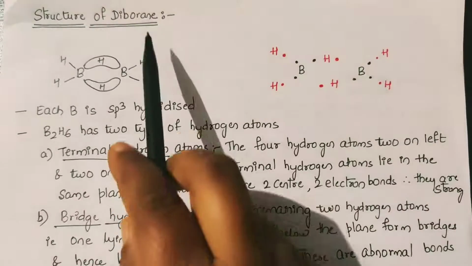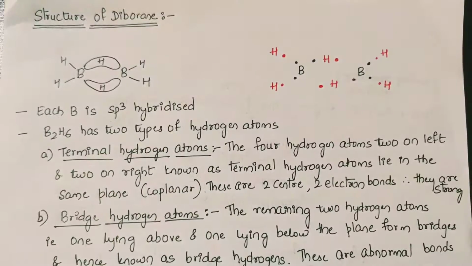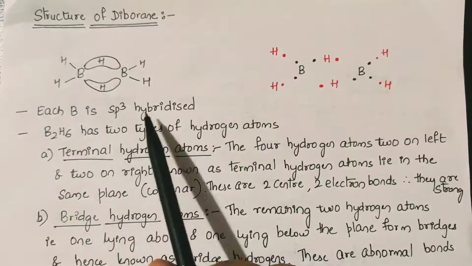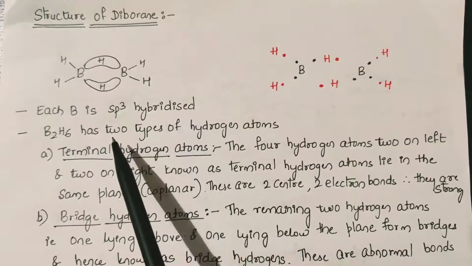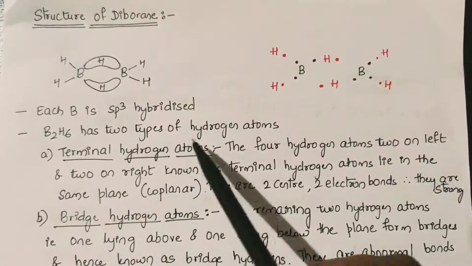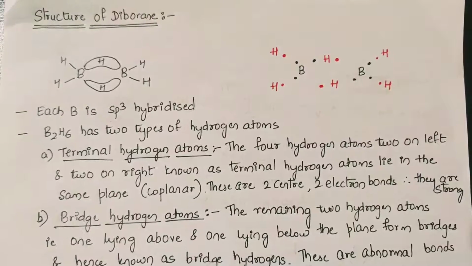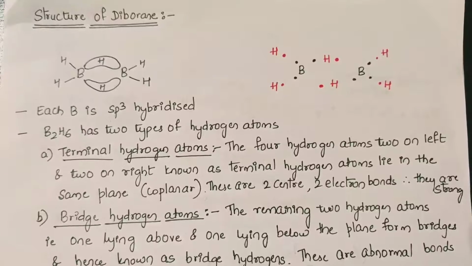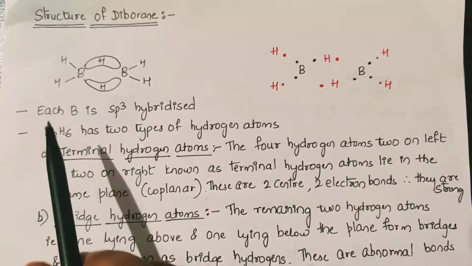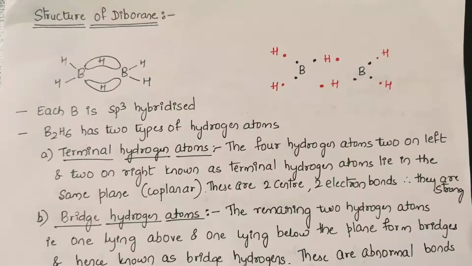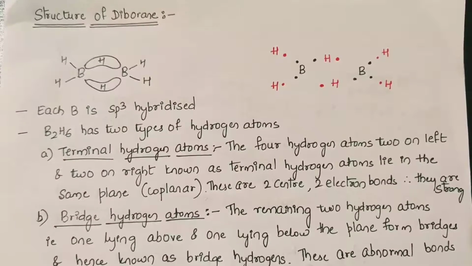Now let us look into the structure of diborane. Here you can see each boron is sp3 hybridized, and in diborane you have two types of hydrogen atoms. These four are called terminal hydrogen atoms, and these two are called bridge hydrogen atoms. The four hydrogen atoms, two on the left and two on the right, are known as terminal hydrogen atoms, and they lie in the same plane. That is, they are coplanar.